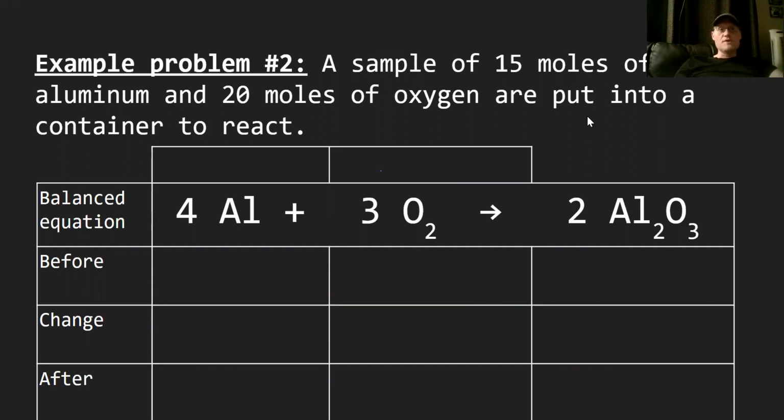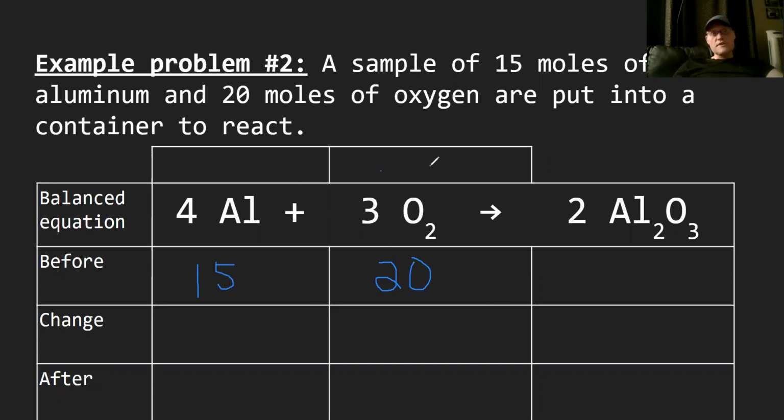A sample of 15 moles of aluminum and 20 moles of oxygen are put into a container to react, and you should be able to fill out the BCA table at this point. I'll give you a moment to at least get the before section filled out. All right, as far as the before section, you should have 20 moles of oxygen. And as far as the aluminum, we'll have 15 moles here.